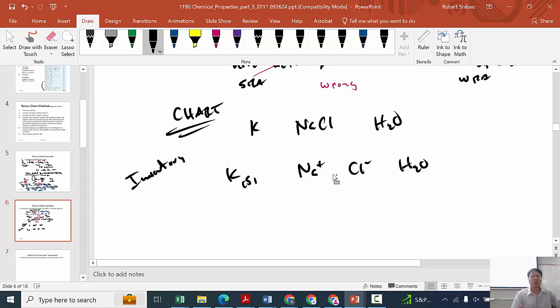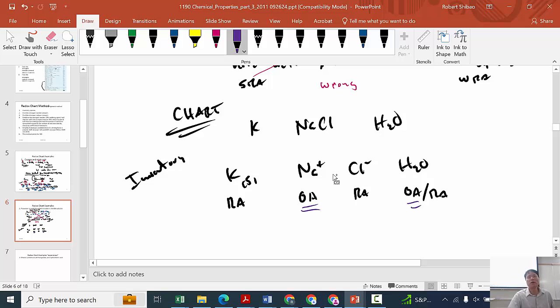And then we look at the chart. Potassium only occurs on the right side, the reducing agent side. Sodium ions is on the left side, the oxidizing agent. Chloride ions is only on the reducing agent side, and water is on both the oxidizing agent side and the reducing agent side. So it looks like we have two oxidizers: sodium ions and water.